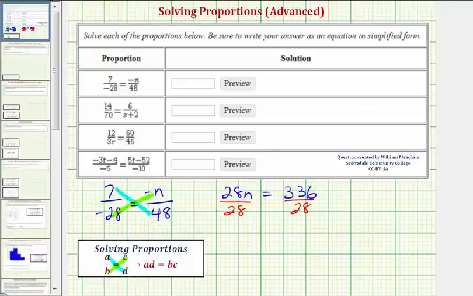28 divided by 28 is equal to 1. 1 times n is n. And 336 divided by 28 is equal to 12. So our solution is n equals 12.